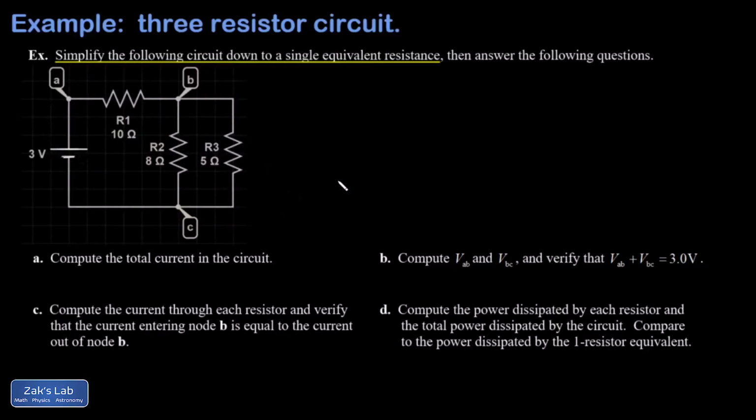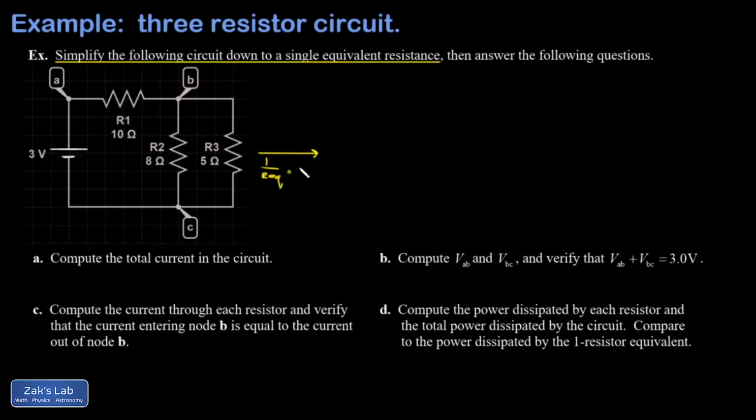In this example, we have a resistor network consisting of 3 resistors, and 2 of these are clearly in parallel. That's R2 and R3, and then that parallel combination is in series with R1. So the first thing we want to do is to simplify the circuit down to one equivalent resistance. So the way we proceed is to combine those 2 that are clearly in parallel.